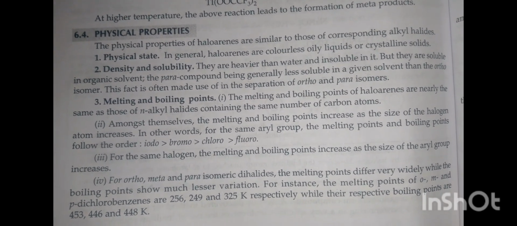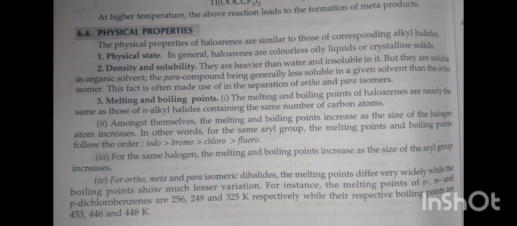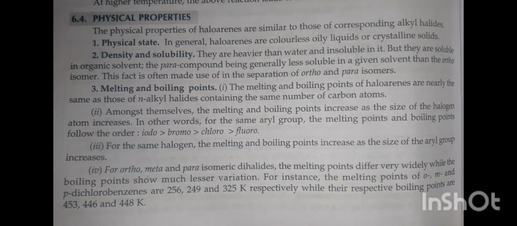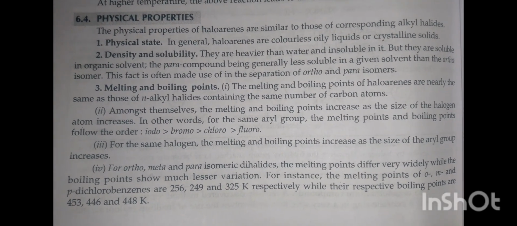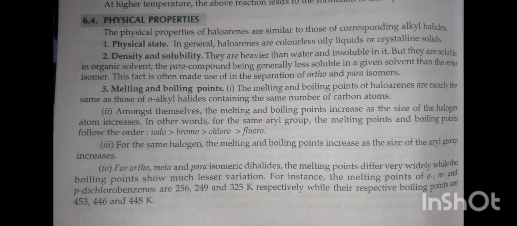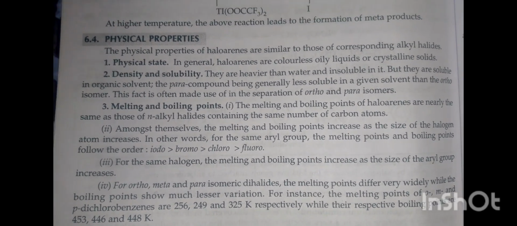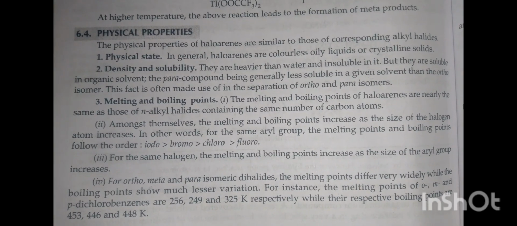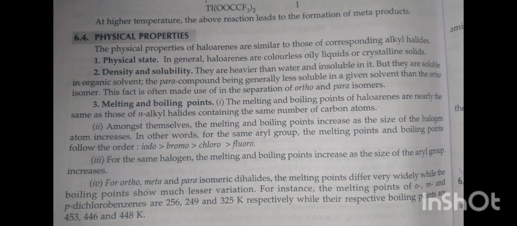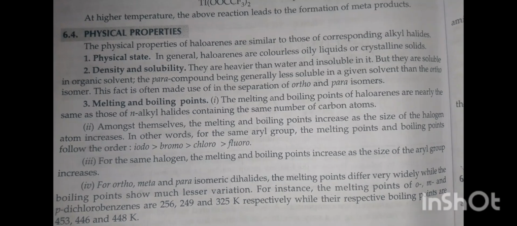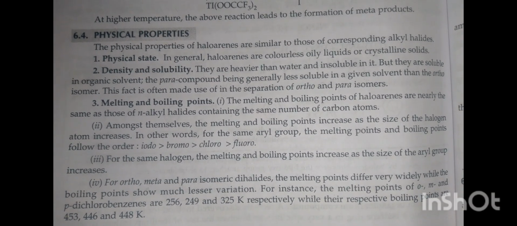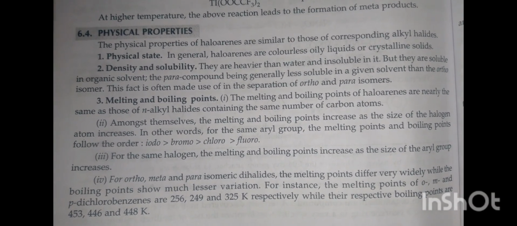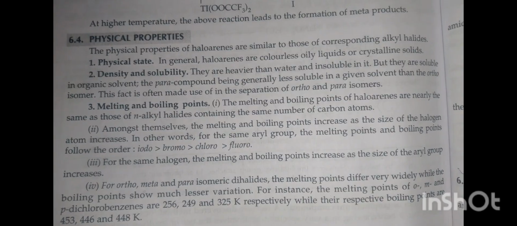Next is for ortho, meta and para isomeric dihalides. The melting points differ very widely while the boiling points show much less variation. For instance, the melting points of ortho, meta and para dichlorobenzenes are 256, 249 and 325 Kelvin respectively, while their respective boiling points are 453, 446 and 448 Kelvin.